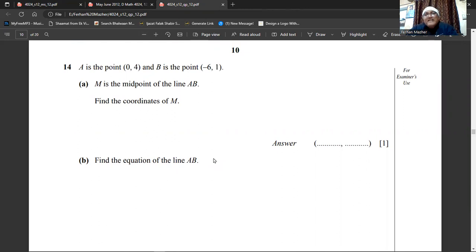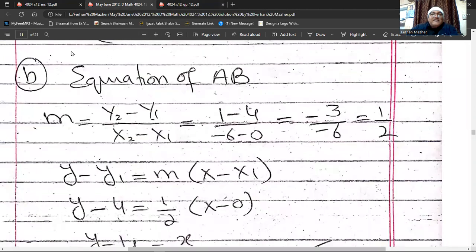Once you know the gradient, then apply the formula for the equation: y minus y1 equals m bracket x minus x1 bracket close. In the place of x1 and y1, I will substitute this point. You can also substitute the other point, and you will find the equation very easily.